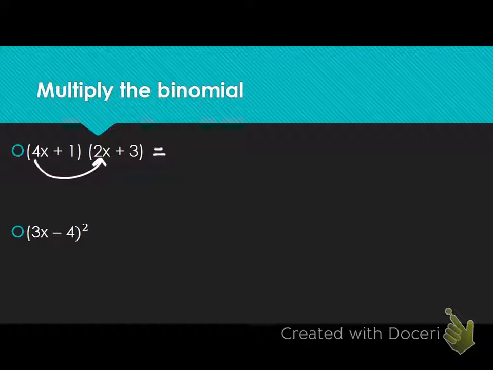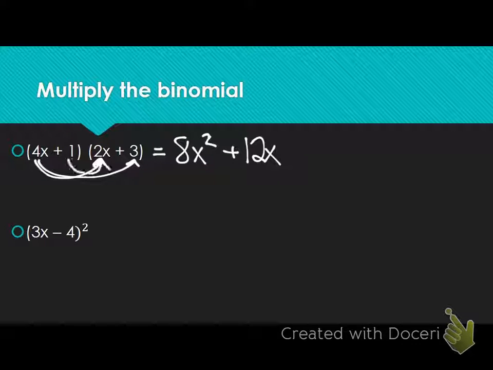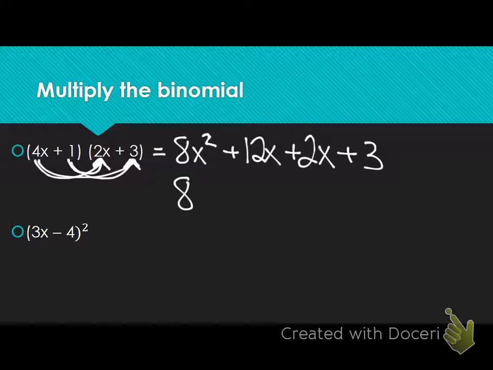What's 4x times 2x? 8x squared. What's 4x times 3? 12x. And then 1 times 2x? 2x. And then 1 times 3? All right, and then 8x squared plus 14x plus 3.